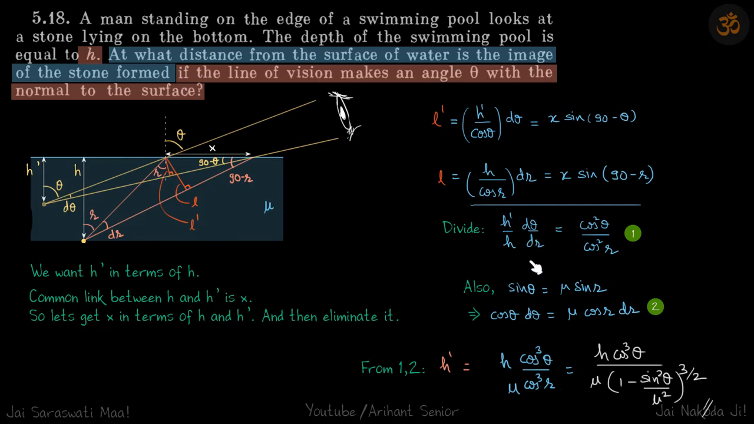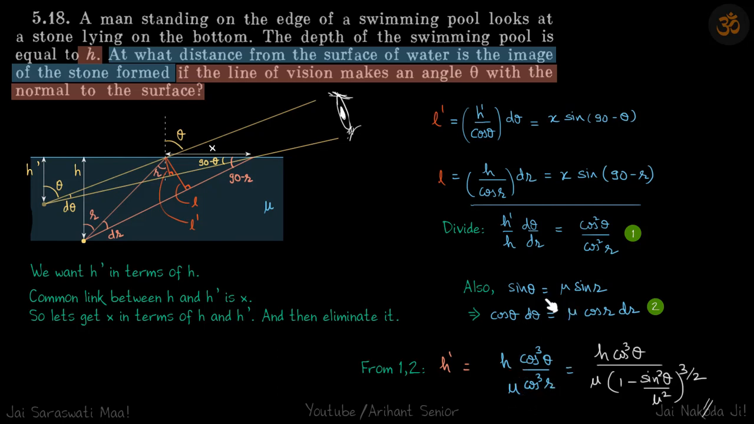Now we don't know d theta by dr, so we'll use Snell's law, that is sin theta is equal to mu sin r. We differentiate that, so that gives cos theta d theta is equal to mu cos r dr. So we'll put the value of d theta by dr from here to here. So from 1 and 2 we get h dash is equal to h cos cube theta by mu cos cube r. Now we know theta, we know h, we know mu, we don't know r.